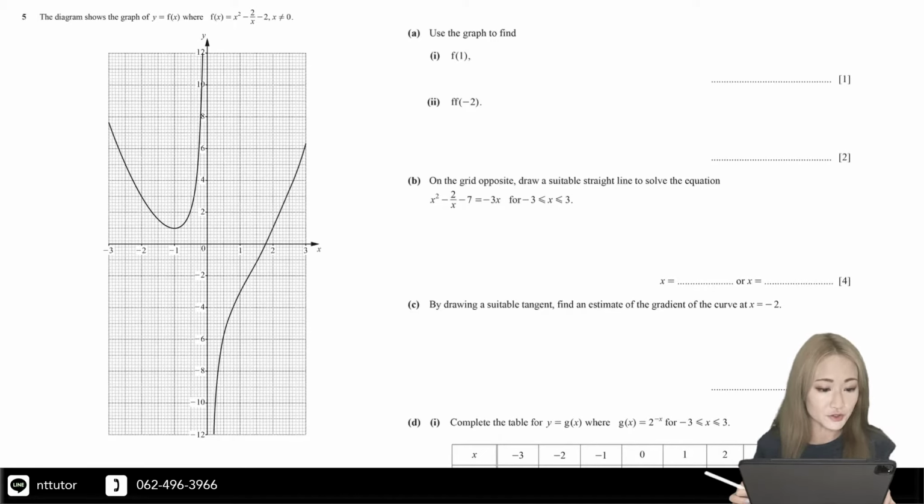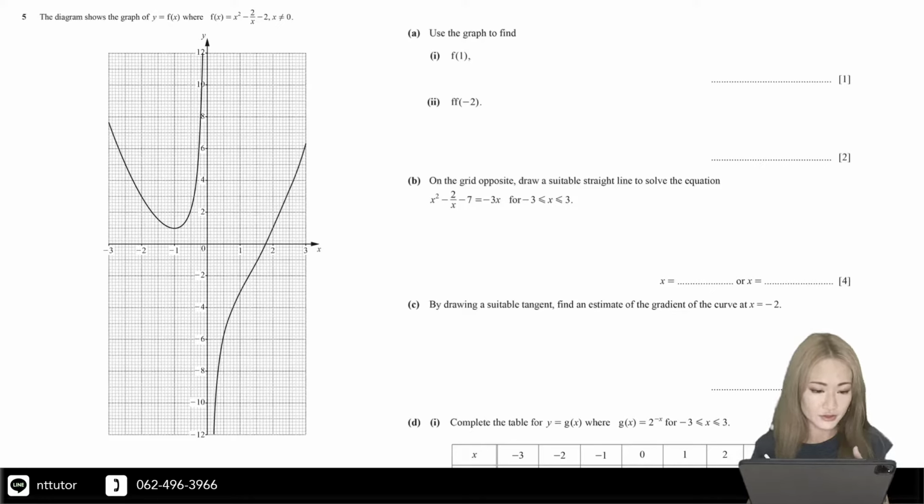The diagram shows the graph of y equals f(x), where f(x) equals x squared minus 2 over x minus 2, where x does not equal 0. A. Use the graph to find 1, f(1).